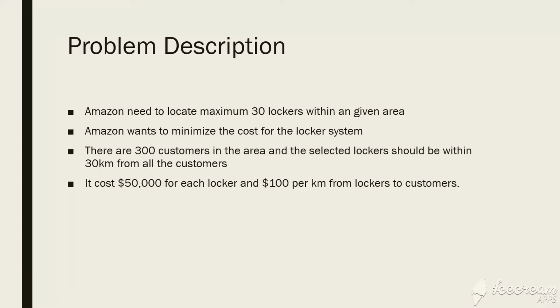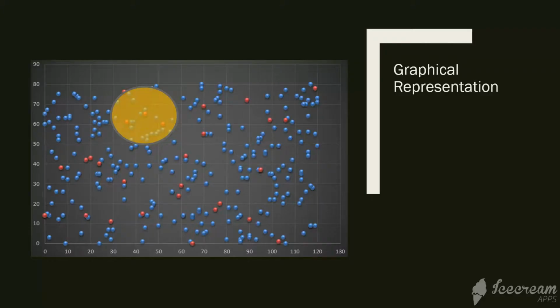So the goal of this project is to build a model using different software to come up with the optimal number of lockers to be assigned. We have 30 possible lockers to locate, and we want to optimize the number of lockers to be assigned to minimize the cost while covering all 300 customers within 30 kilometers. It costs $50,000 for each locker and $100 for every kilometer traveled by customers.